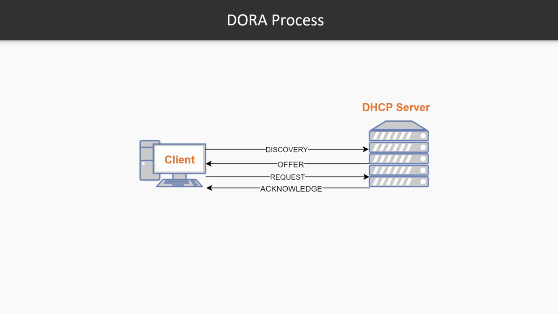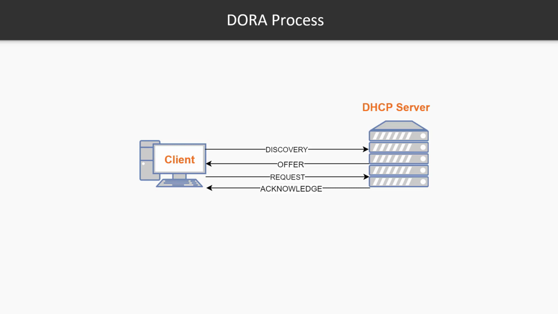DHCP stands for Dynamic Host Configuration Protocol. It dynamically assigns IP addresses on a LAN so that clients can communicate. It usually runs on a router or on a server. It runs on top of UDP, where the client will use port 68 and the server will use port 67. The dynamic assignment of IPs happens over the DORA process, which stands for Discover, Offer, Request, and Acknowledge.